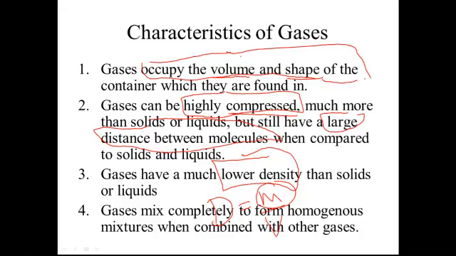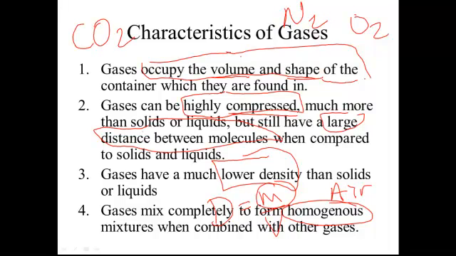And then our fourth characteristic of gases is that they mix completely, and they form homogeneous mixtures when they combine with other gases. An example of that might be something like air. In the case of air, if you look at the periodic table, there's no air up on the periodic table because it's not composed of elements. It's a homogeneous mixture of gases. It's a mixture of oxygen, nitrogen, carbon dioxide, and a whole bunch of different gases.